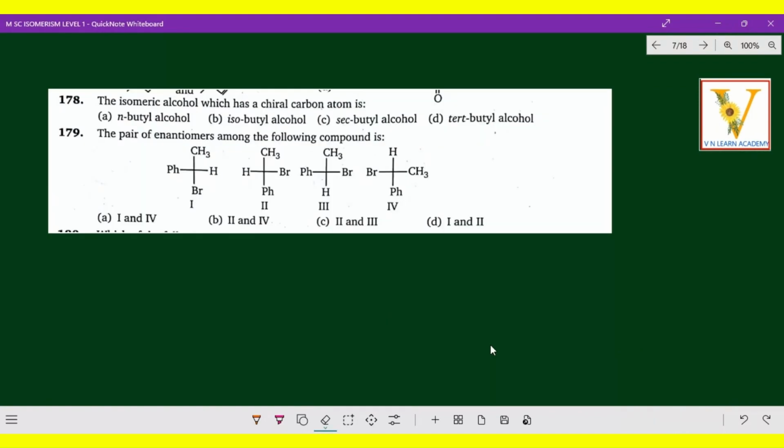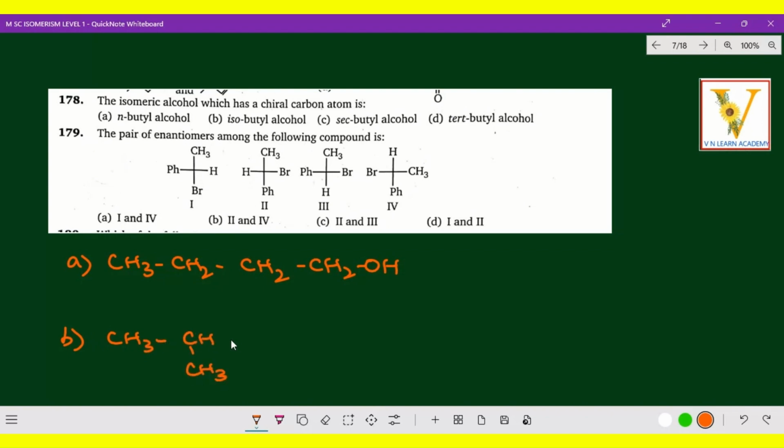These are all very simple, easy. Chiral carbon atom. N-butyl alcohol, isobutyl alcohol, secondary butyl alcohol, tertiary butyl alcohol. Okay, this is very simple. Let me write it for you to understand. Option A, CH3, CH2, CH2, CH2OH. So this is N-butyl alcohol. Option B, isobutyl alcohol, CH3, CH, CH3, CH2OH. Option C, CH3, CH2, CH, CH3, here OH.